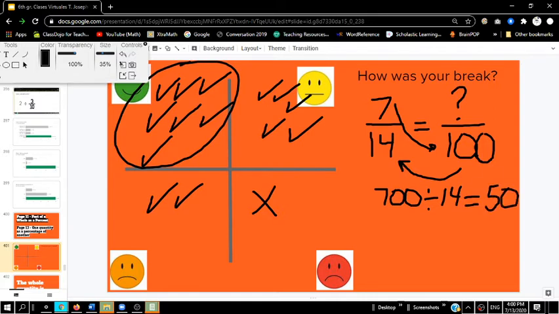If we just count up the number of checks of students that voted, it was 7 out of 14, which is 50%, just half of the students, right?